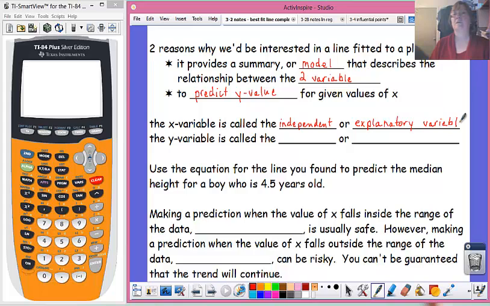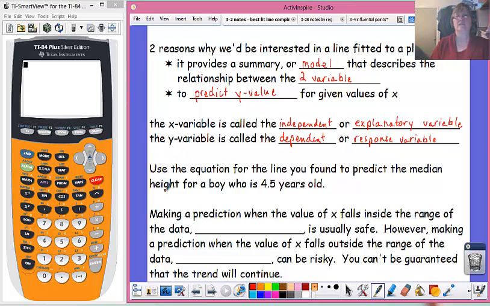If you think about that whole idea of cause and effect, what we're saying is that the x is what explains change in the y. The y is called the dependent or response variable. Again, those two terms, explanatory variable and response variable, are very much statistical in nature, saying that changes in the explanatory variable create change in the response variable.